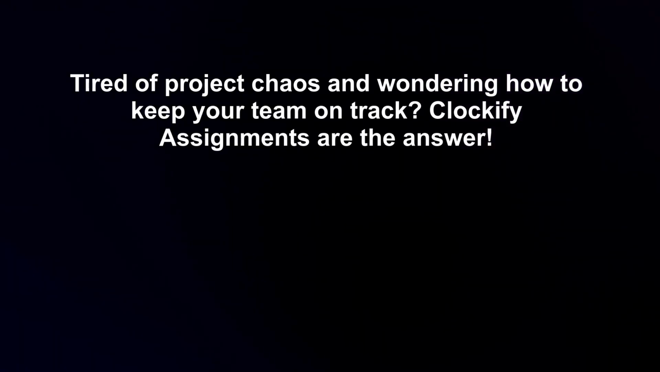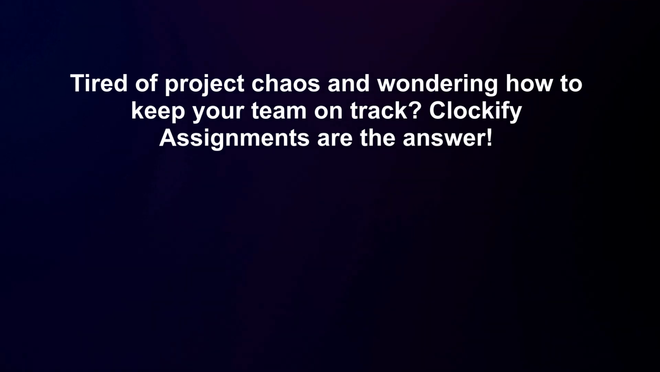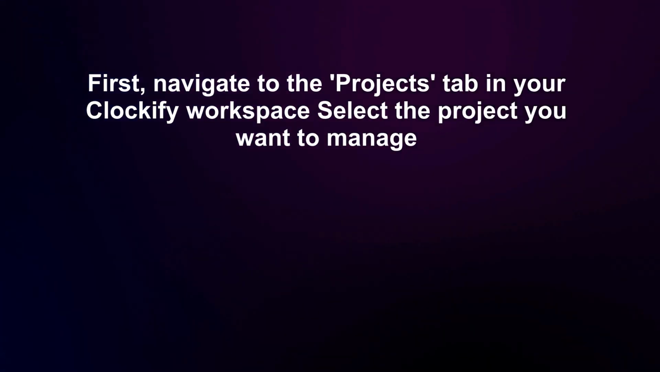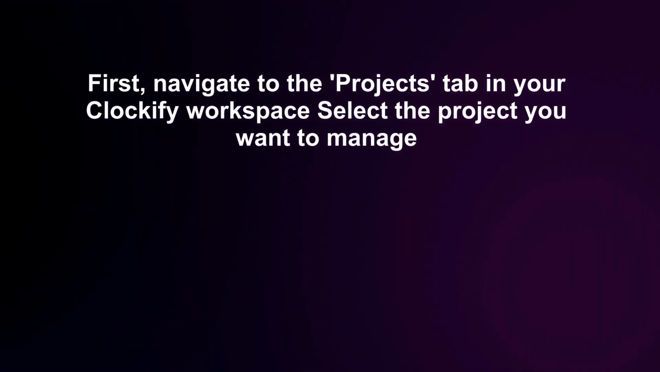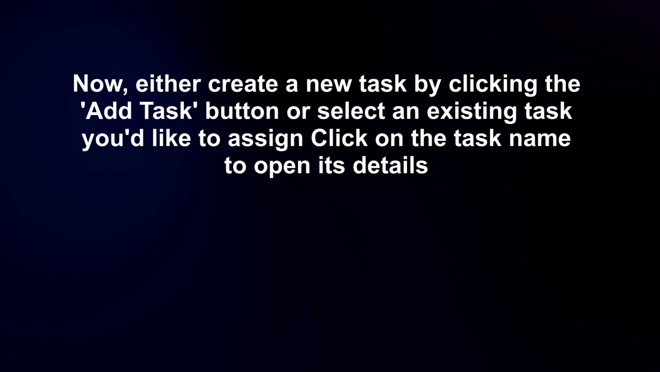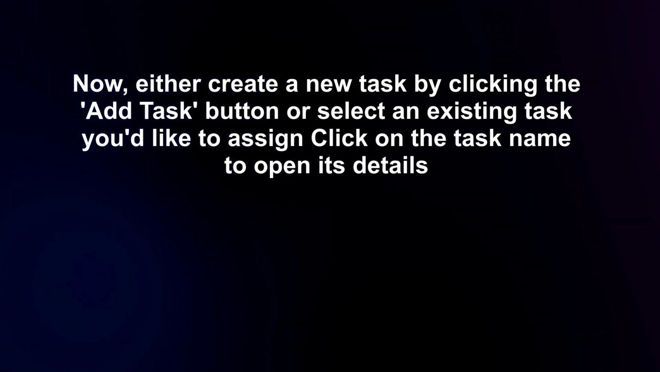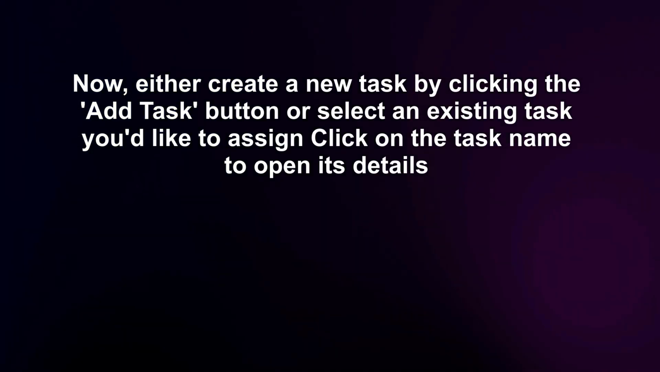Tired of project chaos and wondering how to keep your team on track? Clockify assignments are the answer. First, navigate to the Projects tab in your Clockify workspace. Select the project you want to manage. Now, either create a new task by clicking the Add Task button, or select an existing task you'd like to assign. Click on the task name to open its details.